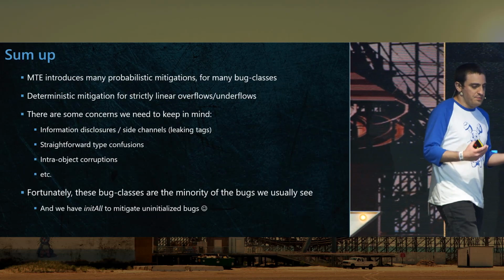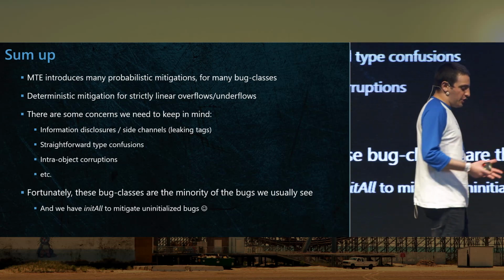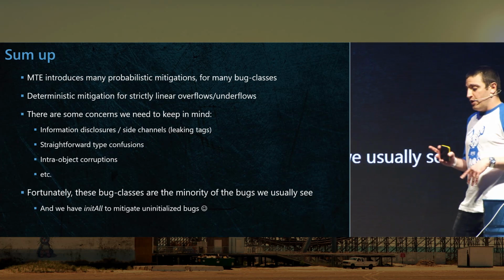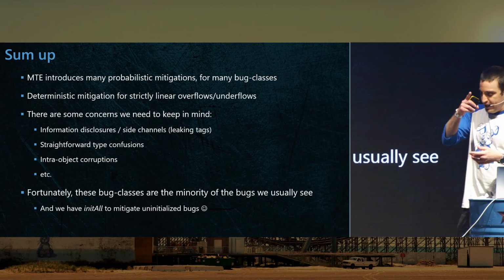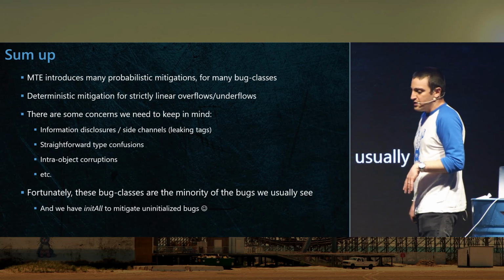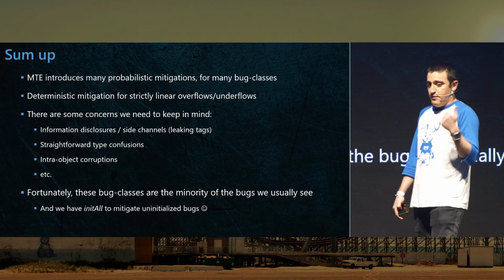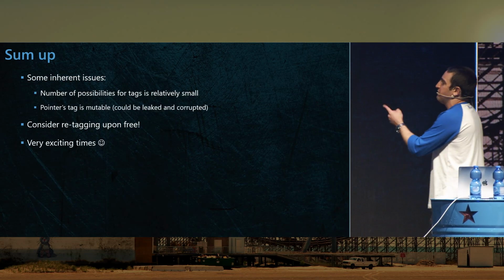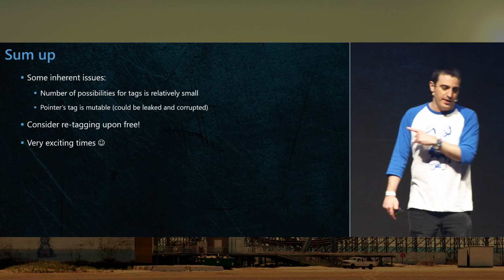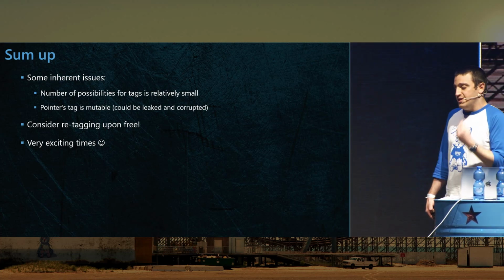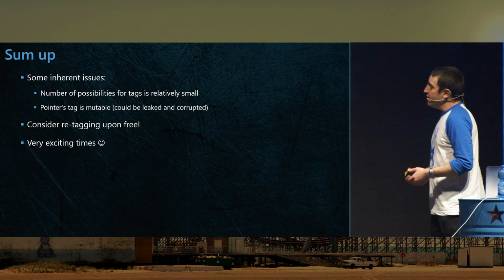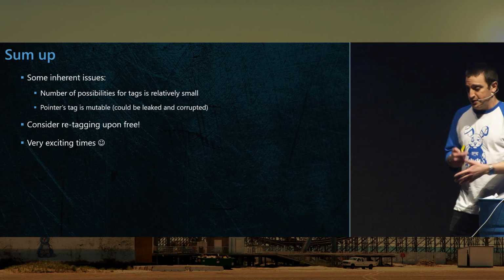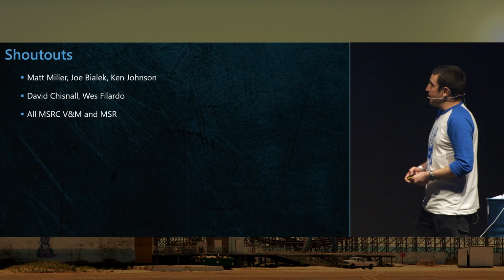But just to sum up, we have probabilistic mitigations for most of the memory safety bug classes. We have one deterministic mitigation, really cute, for linear overflows and underflows. And I have serious concerns about information disclosures, about straightforward type confusions, and clearly about the fact that we only have 16 possibilities for tags. This is a really small number. But again, MTE was not designed as a memory safety mitigation, so it's fine. I just think that it's really nice to take a new silicon feature, enable it, and just mess around with it, see what's going on. And I really hope that you have fun.